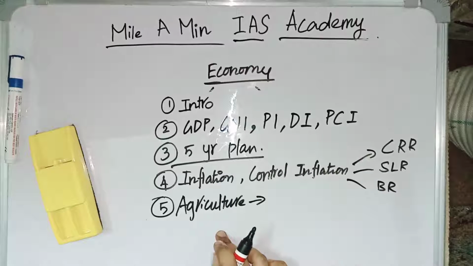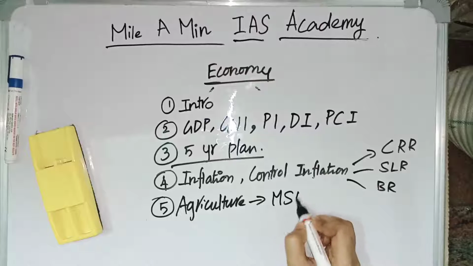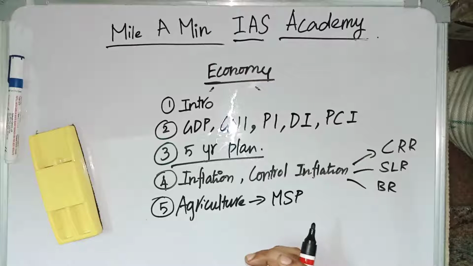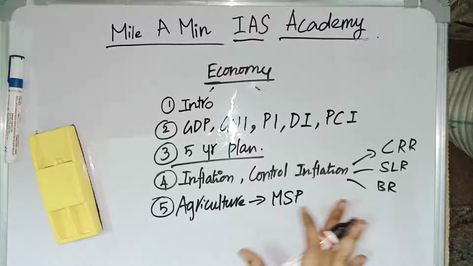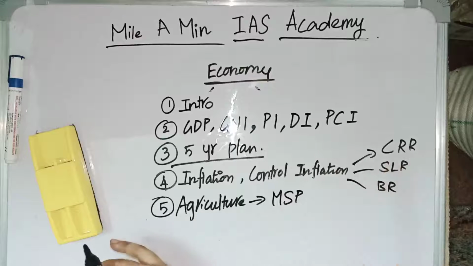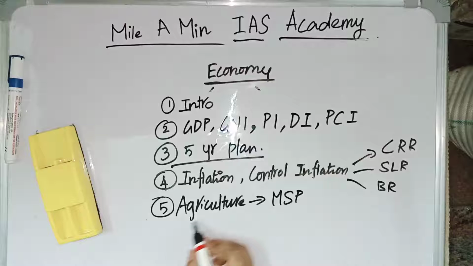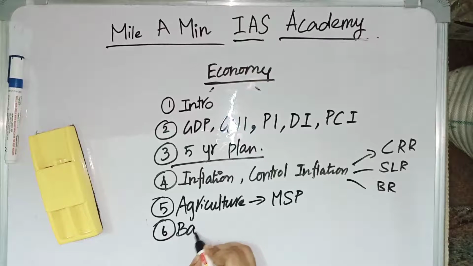Also in agriculture we have MSP, minimum support price, and the fair and remunerative price for sugarcane, and kharif crops, rabi crops, all the crops that come under the minimum support price. We will see those things in agriculture. And the sixth one is banking.